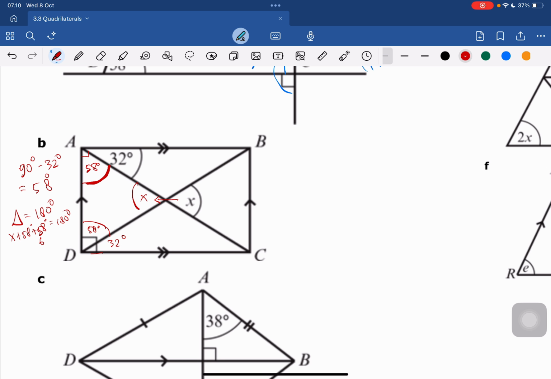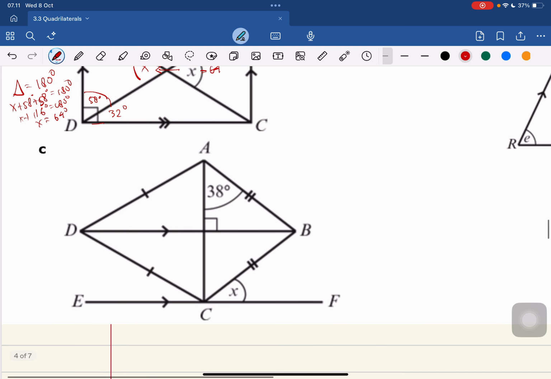So it's going to be 116, and 111 plus x equal to 180 degrees. So x equals 64 degrees. So x equals 64 degrees. Okay.